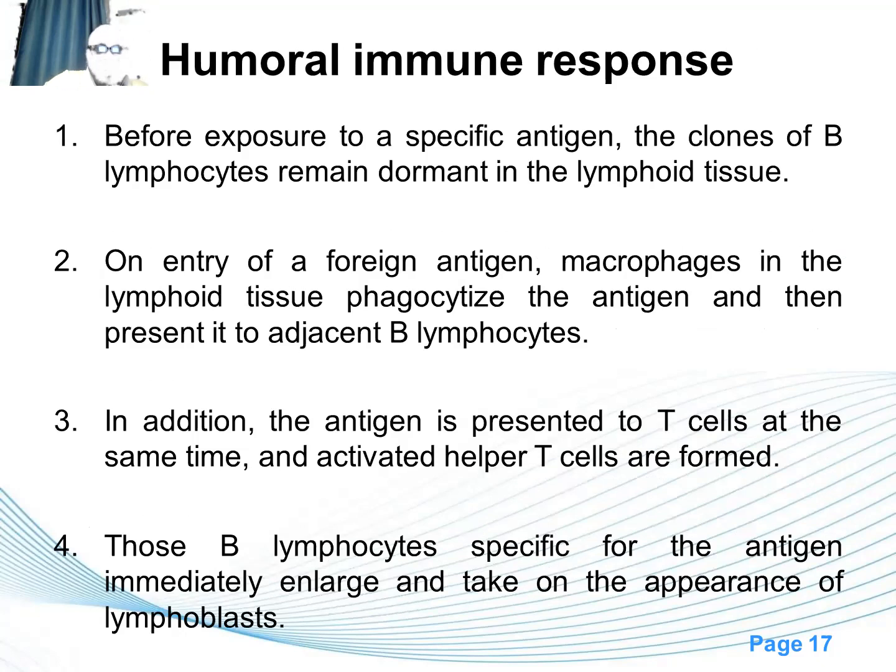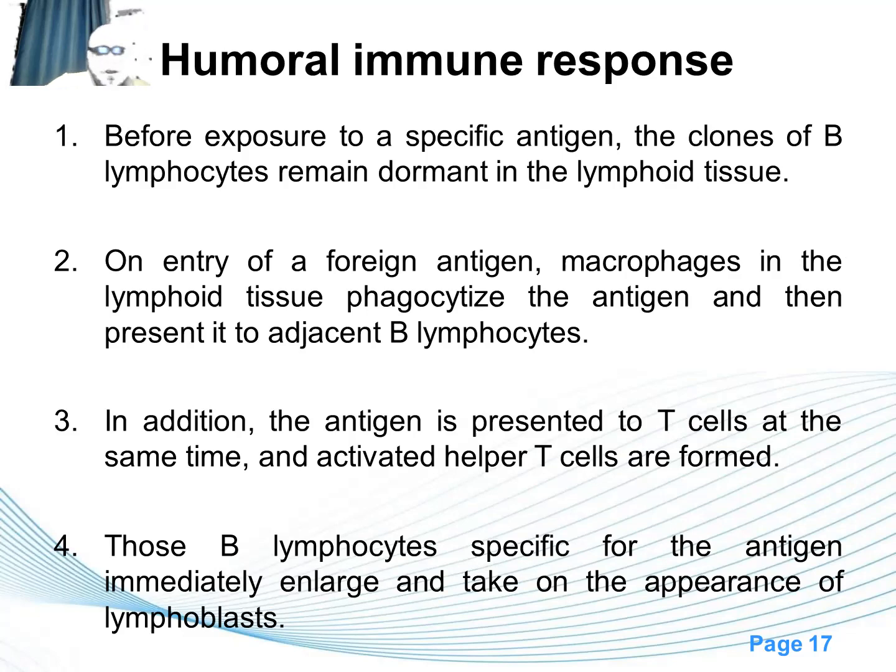So then you have the humoral immune response. Before exposure to a specific antigen, the clones of B lymphocytes remain dormant in the lymphoid tissues. They are very dormant; they are not activated. On entry of a foreign antigen, macrophages in the lymphoid tissues phagocytose the antigen and then present it to the adjacent B lymphocytes.